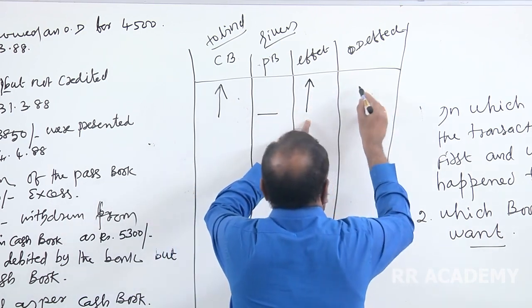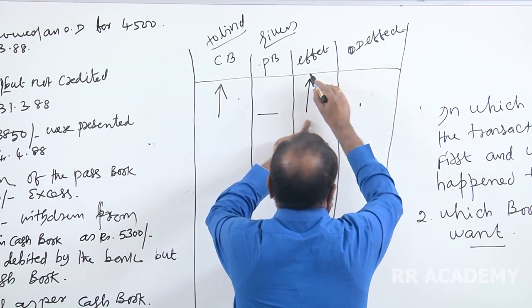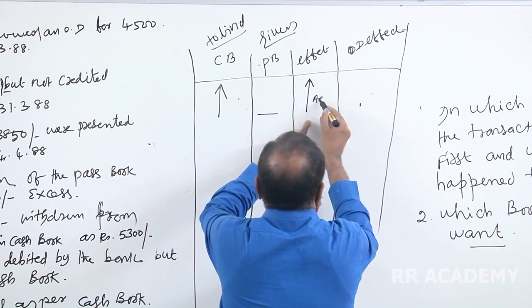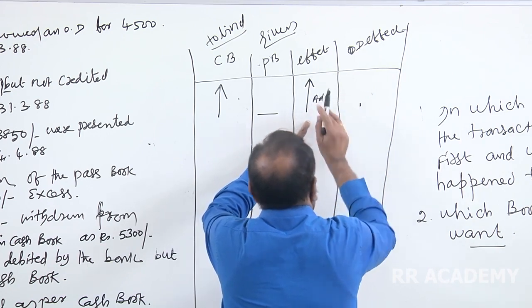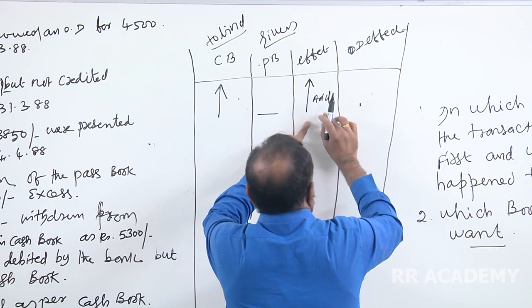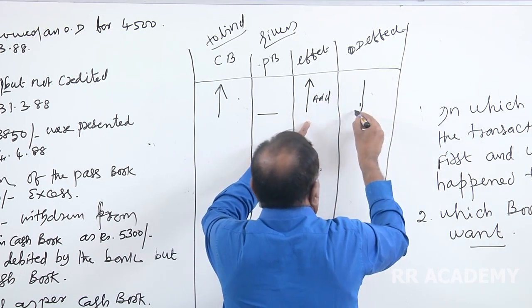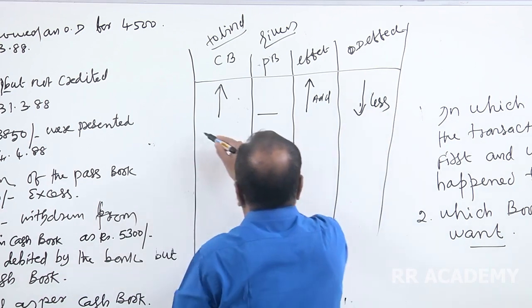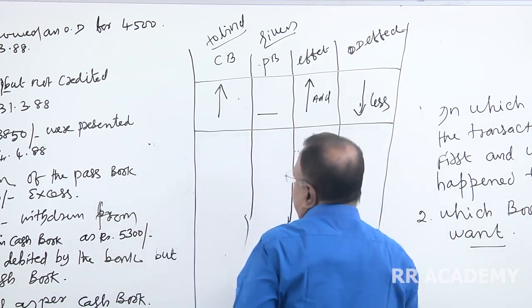Overdraft balance is the opposite. Plus means add, so we will write add. Normal balance add means overdraft balance less. That is the answer.